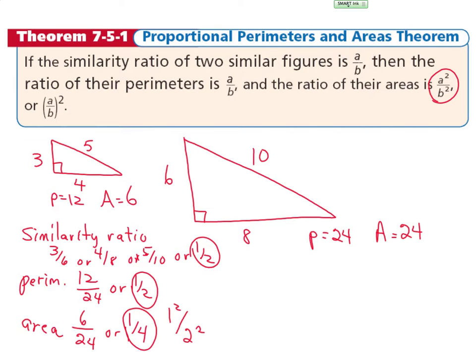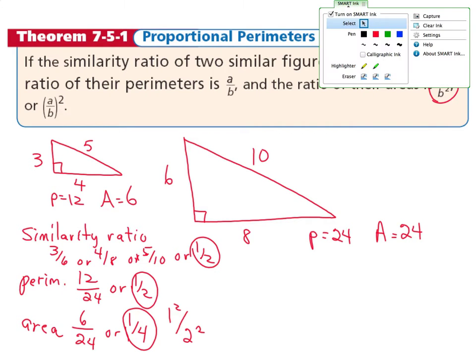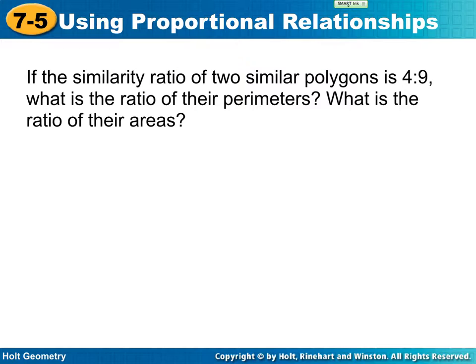Now, we'll come back to this section in another chapter, but what I'm going to have you do today is simply this type of question. If the similarity ratio of the similar polygons is 4 to 9, what's the similarity ratio comparing? What do we define that to be? What are you comparing? The sides. Okay, so the sides compare in a 4 to 9 ratio.